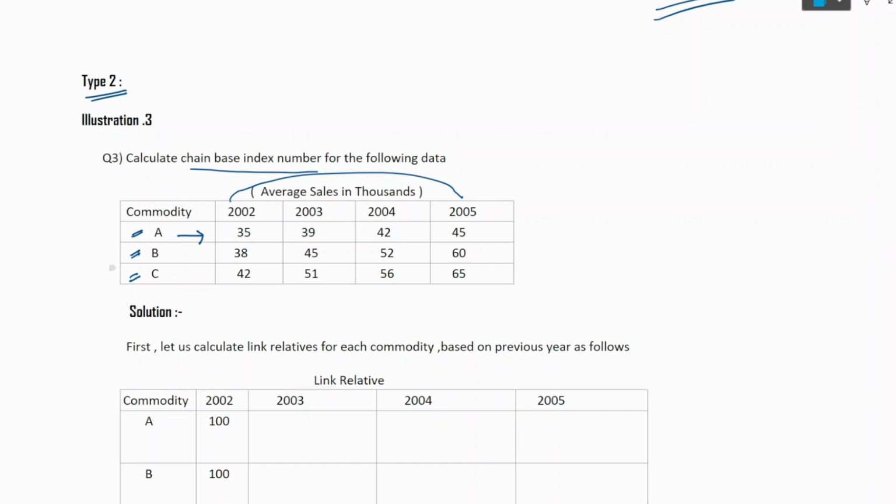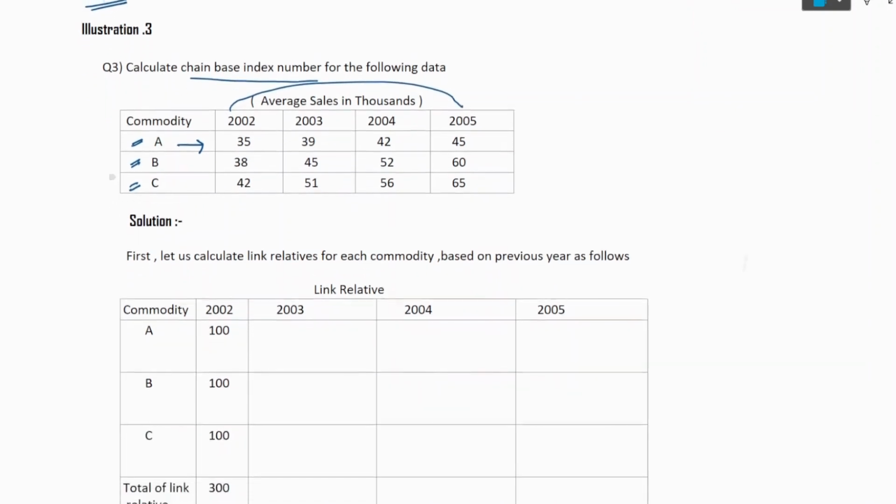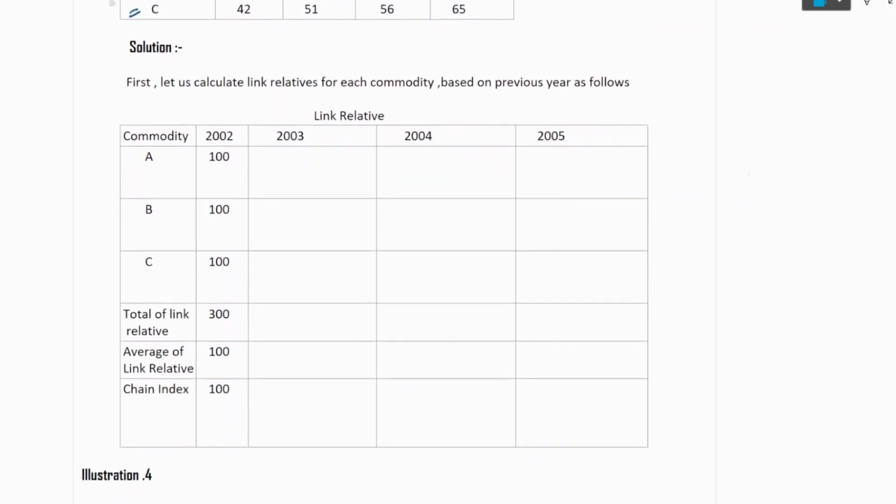Now here we need to calculate the chain base index number. How do you start that one? Now see here, how do you construct the table? This is also very important for the table.